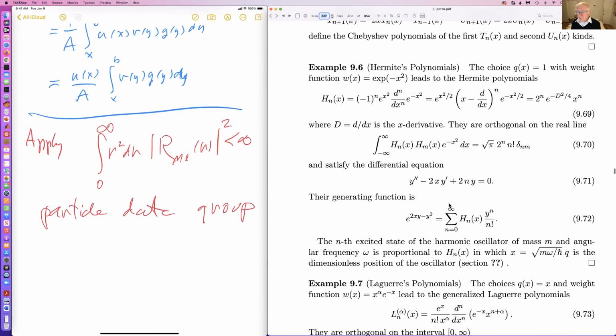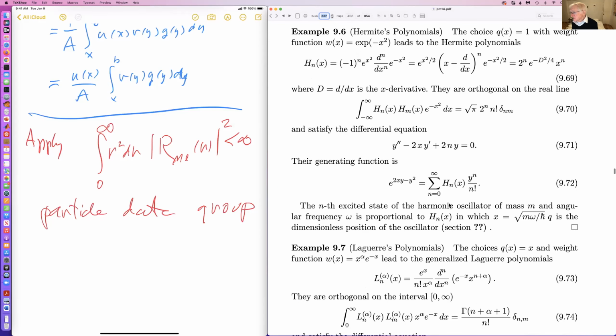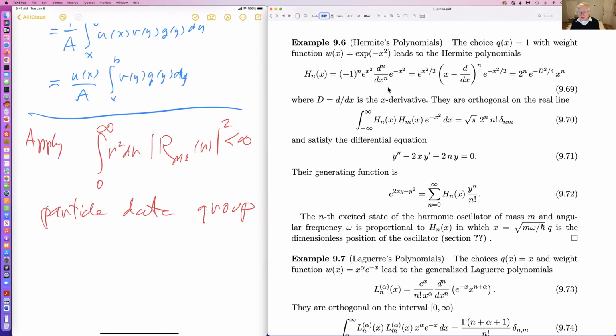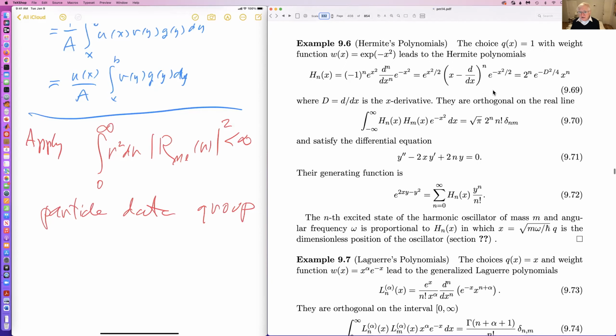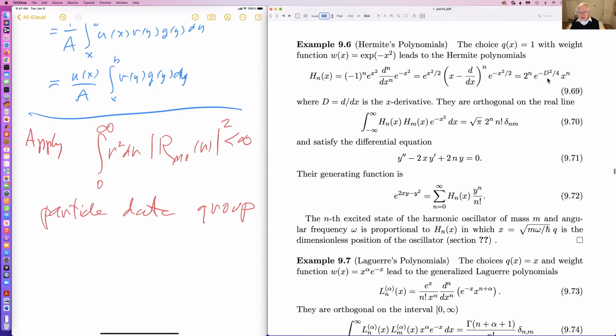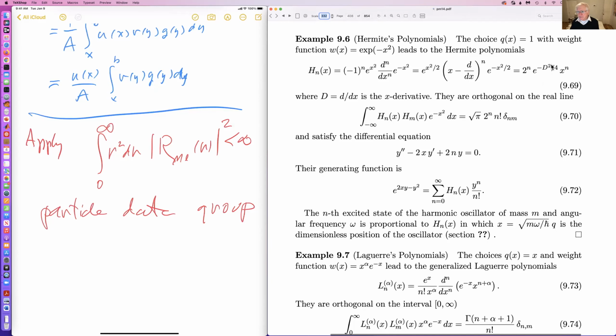Okay. One set of polynomials that is really important in physics is the Hermite polynomials. And here you set Q of x equal to 1, weight function e to the minus x squared, and you then have H_n of x equal to this, and you can rewrite that as this. And if you let big D equal d by dx, it's 2 to the n e to the minus D squared over 4 on x to the n.